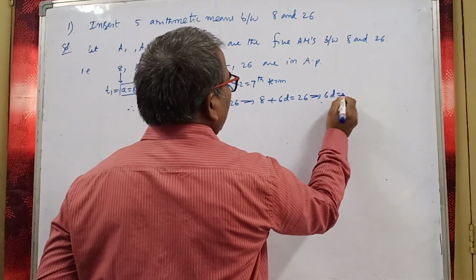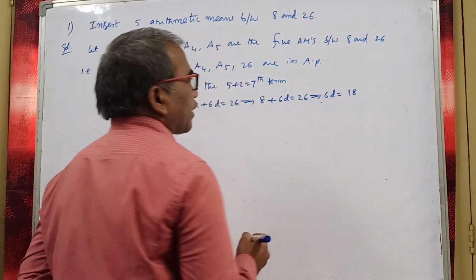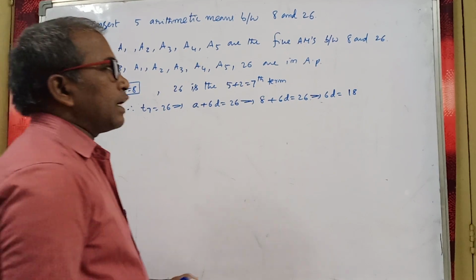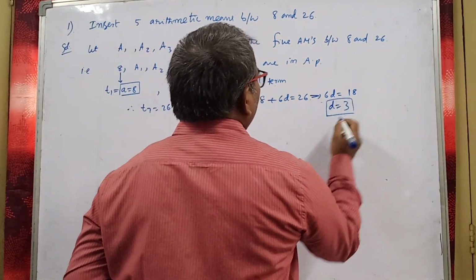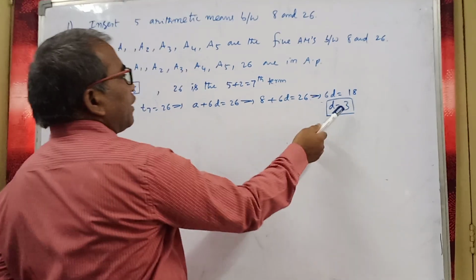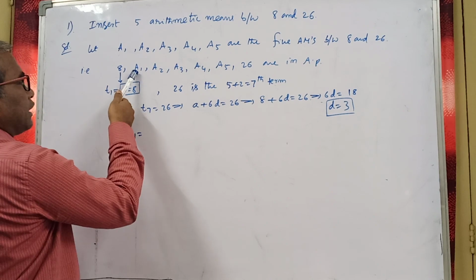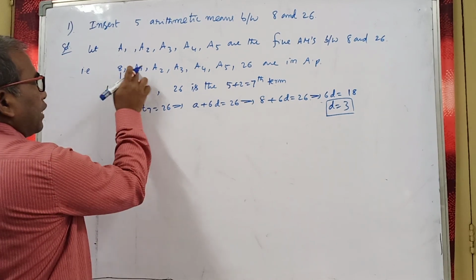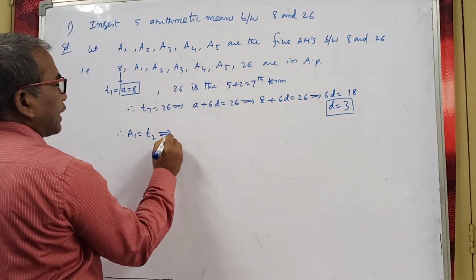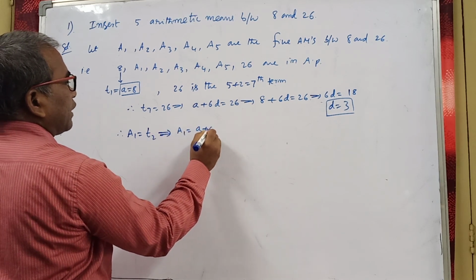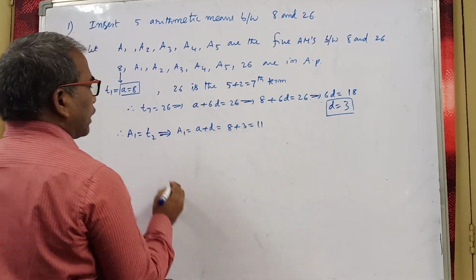So 6d is equal to 26 minus 8. How much? 18. 26 minus 8, 18. d is equal to 3. Once you know a and d, we can find all. Now tell me A1. A1 is here, second term, T1, T2. In AP, second term is a plus d. So substitute a means 8, d means 3, that is 11.